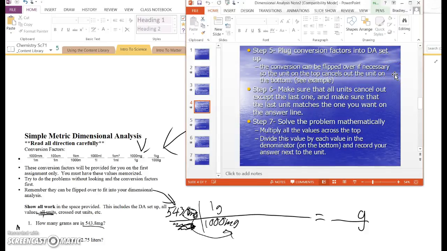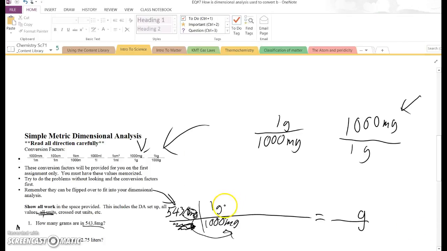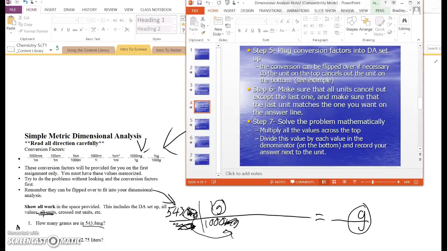Next thing I'm going to do is make sure that all of my units cancel out. So right now, at this point, this unit here is the unit that I want to end in. So I'm good. I want to cancel out my units. So milligrams cancel with milligrams. So I'm going to cross those out. And I'm going to make sure that this unit is the unit that I am looking for. Once I have done that, final step is to solve the problem mathematically.